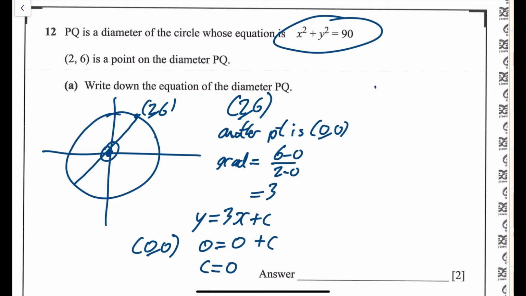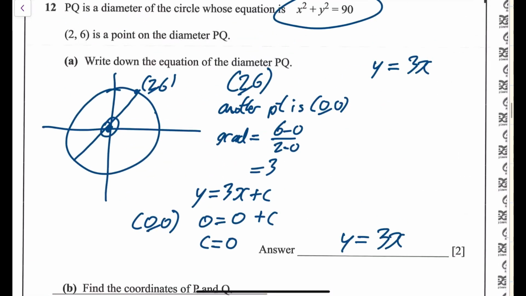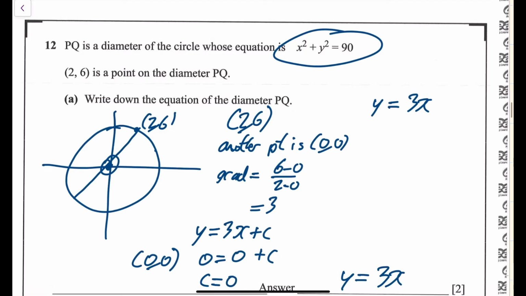So your equation is y is equal to 3x. It has a gradient of 3, so your m is 3, and the intercept is also 0. So just y equals 3x. Next one says find the coordinates of P and Q.